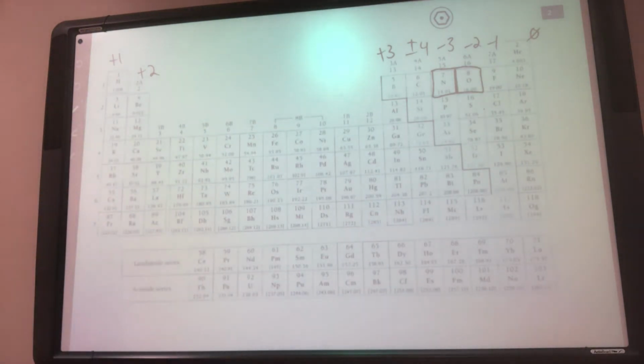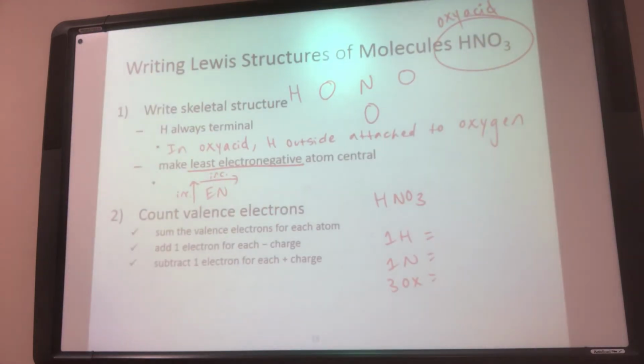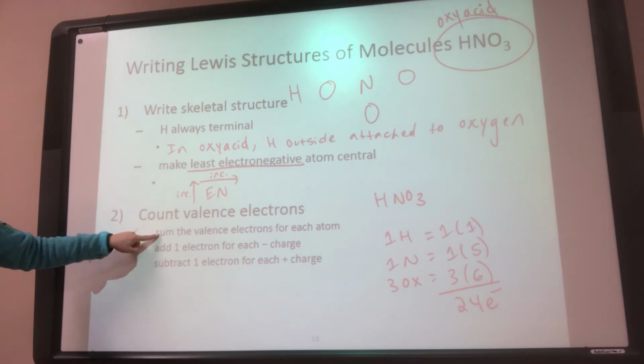If you don't remember, I'll write it up here: 1, 2, 3, 4, 5, 6, 7, 8. That's how many valence electrons I have for those columns. So hydrogen has 1, nitrogen has 5, oxygen has 6. I add that up and I get 24 electrons. So we want to sum the valence electrons for each atom.